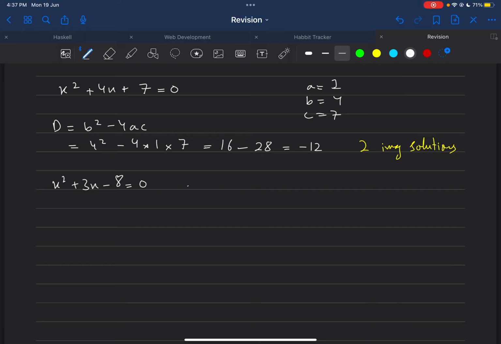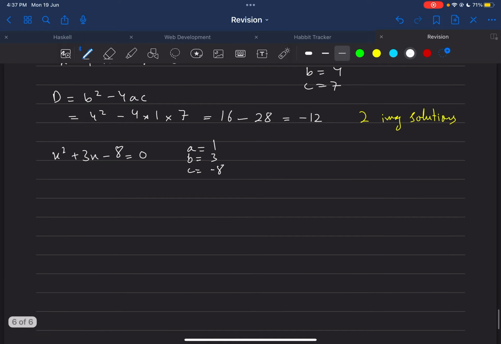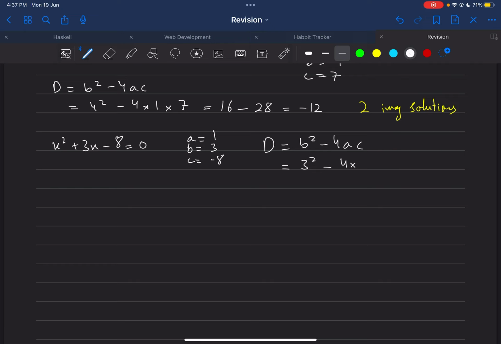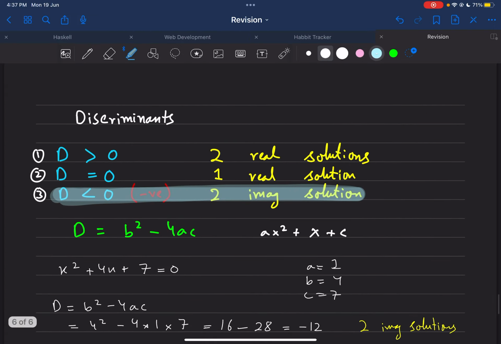In this one, a, b, and c are 1, 3, minus 8 respectively. So to find the discriminant, we just use the same formula again. Discriminant equals b squared minus 4ac. You can just memorize this formula. I mean, it's better to memorize it. 3 squared minus 4 times 1 times negative 8, which equals 9 plus 32, which is 41. Now, as this is a positive number as a discriminant, there's going to be two real solutions, which is this one being true.